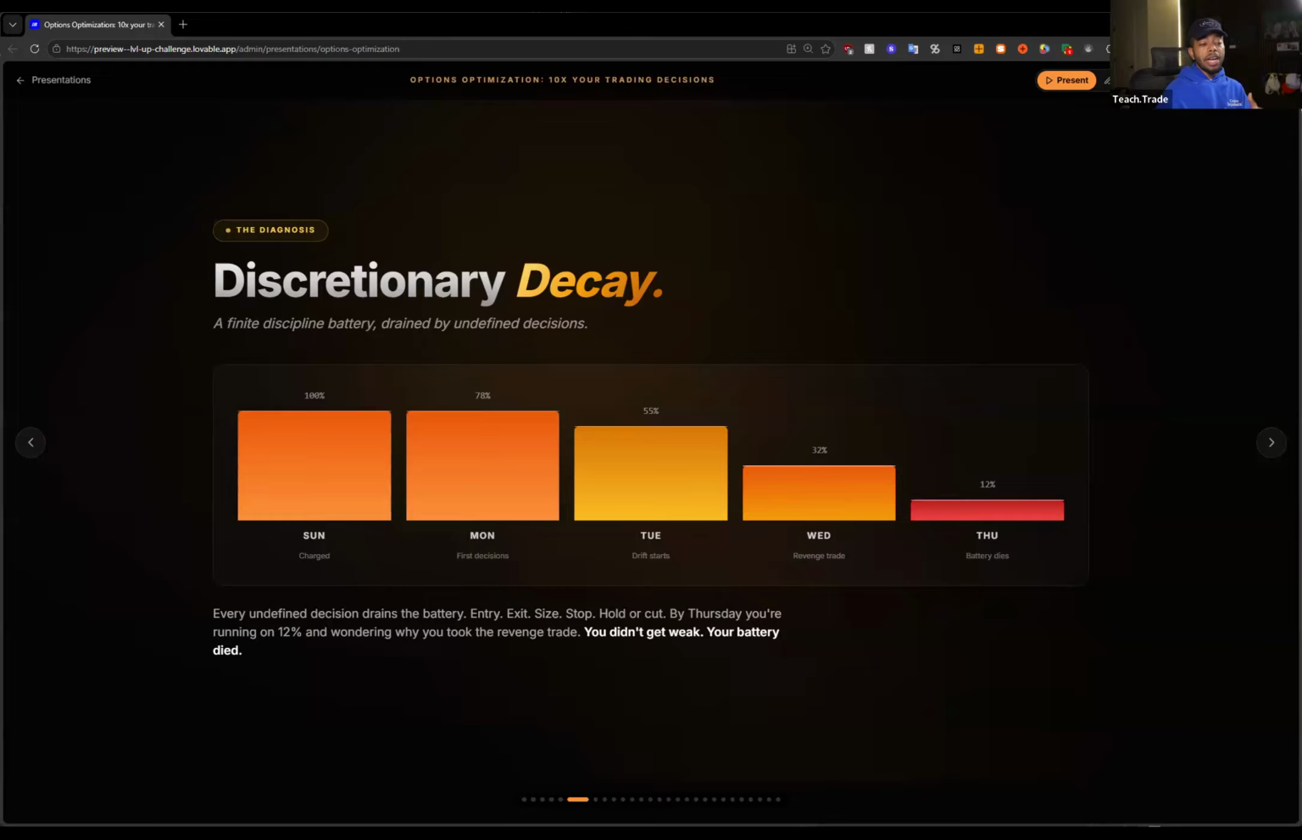So the fix is not more willpower. The fix is in moving the decisions out of market hours and having pre-planned and recognition for every one of those decisions.